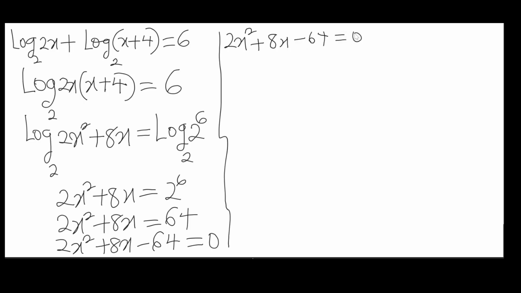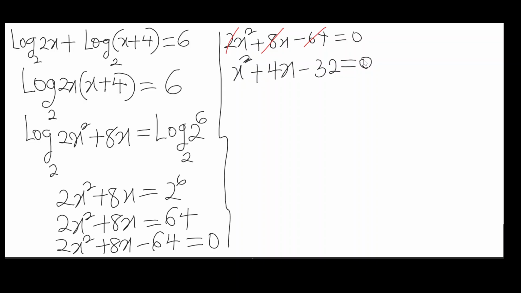So I can reduce the quadratic equation so that it's going to be easier for me to do by dividing all through by 2. 2 here is going to be 1, 2 here is going to be 4, while 2 here is going to be 32. So I'll be having x squared plus 4x minus 32 equals 0. So from here, I can now solve the quadratic equation. So we are going to be using factorization method.